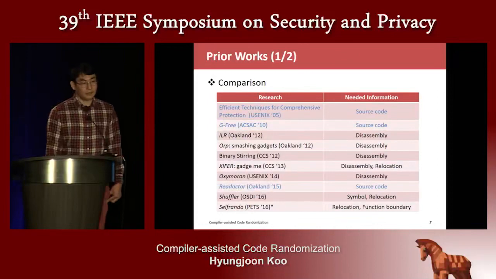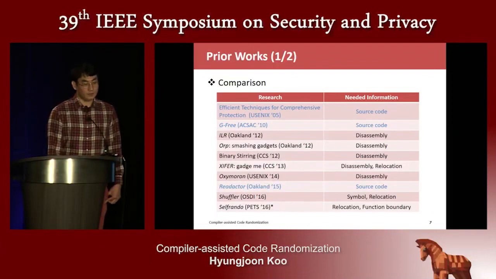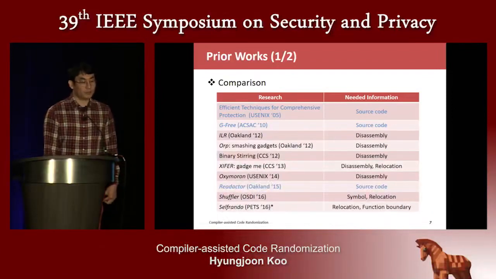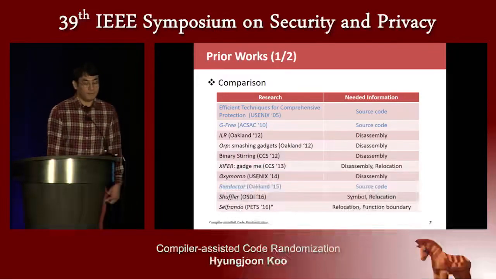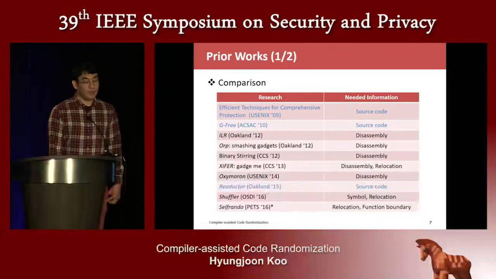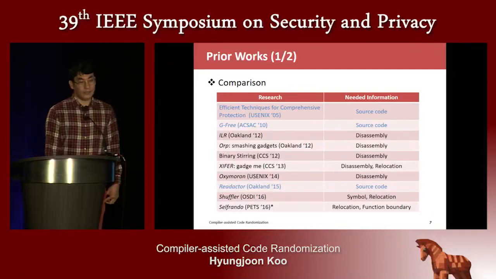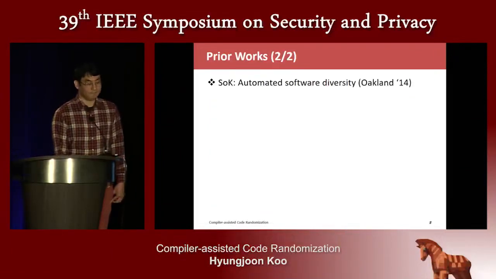Here is the comparison table that shows the needed information for binary rewriting from prior works. Some of the works require the source code itself for binary rewriting, and some works require disassembly, relocation, or symbols, and so forth. Selfrando on the bottom is the closest work to ours. They used the relocation and function boundary, and they stored it as metadata in the executable. We'll get to that later on.